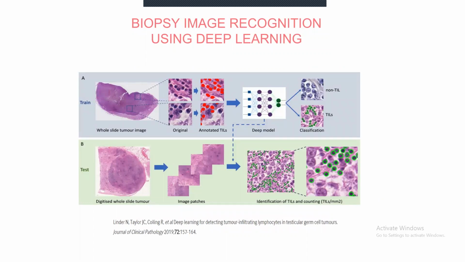So, as I said, a lot of research is being done lately in, for example, biopsy image recognition using deep learning. So you have a whole slide tumor image, you have some microscopic images, and you use deep learning neural network to have a trained model that will recognize cells that are called TILs, or tumor infiltrating lymphocytes, and separate them from non-tumor infiltrating lymphocytes. They're very important because tumor infiltrating lymphocytes have the ability to recognize tumors. So potentially they could be used in therapies.